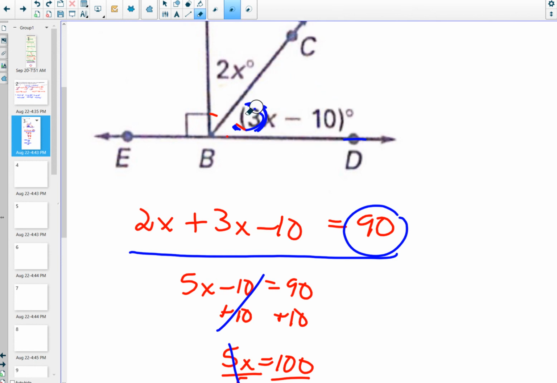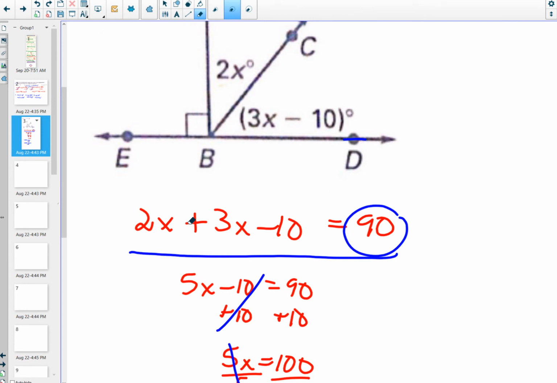The definition of complementary is what allowed me to write the equation. I can tell by this diagram that these two angles, ABC and CBD, are complementary. So I wrote that as an equation: the first angle, 2x, plus the second angle, 3x minus 10, since I know what complementary means, I know that if I add them, I get 90.